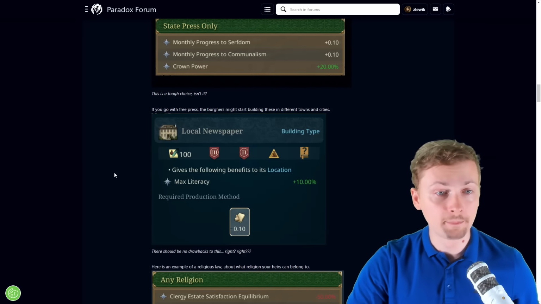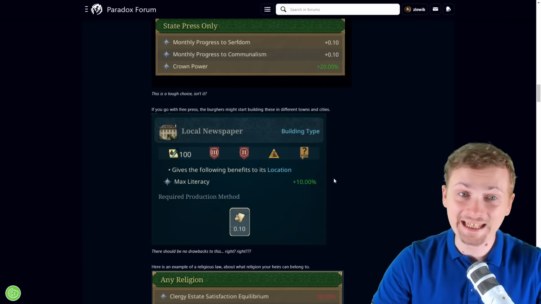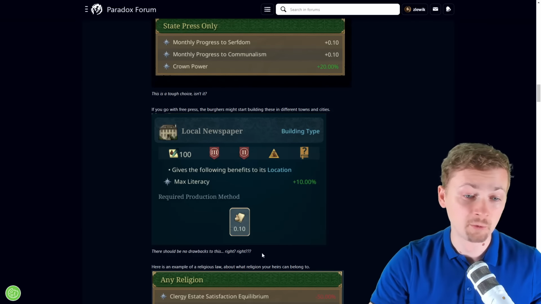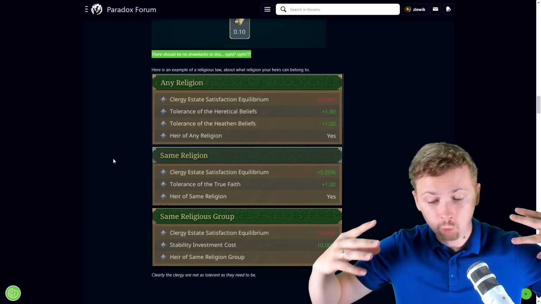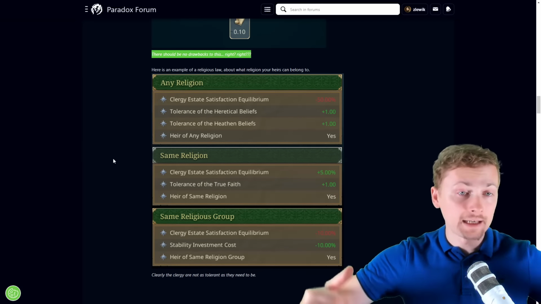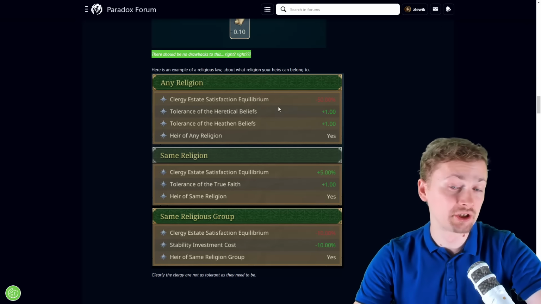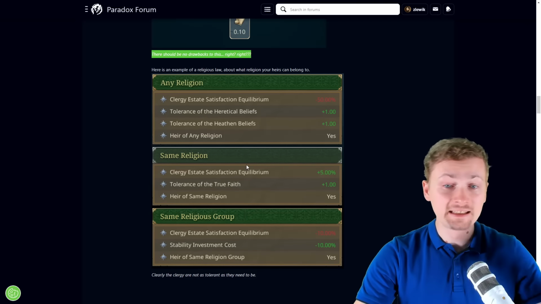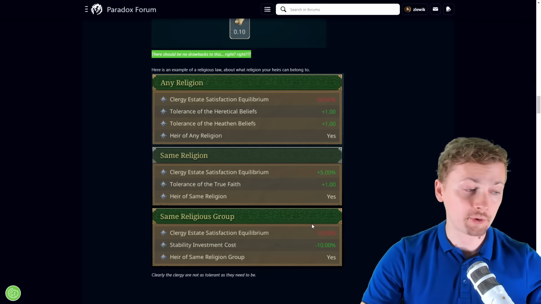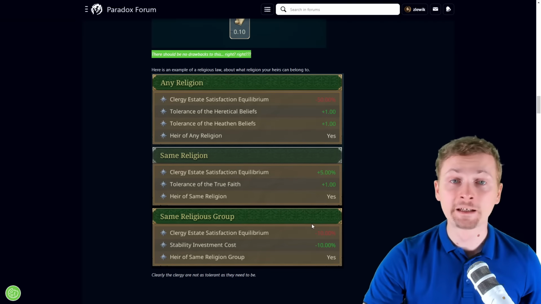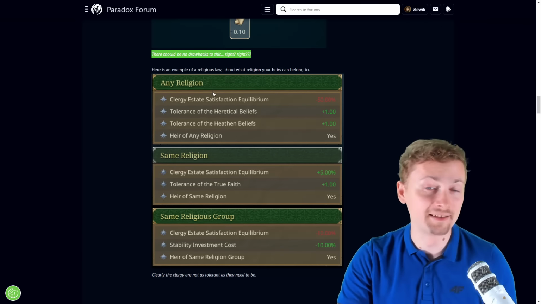And about that, there will be a building called local newspaper that could be built by the estate if you give them free law. But what can go wrong with that? A law about what religion your heirs can have? Is it any religion? And you see that might make clergy a bit unhappy. Is it the same religion, making them more happy? Or is it the same religious group? So we actually accept heretics, and this will make clergy unhappy, but not as much as any religion.